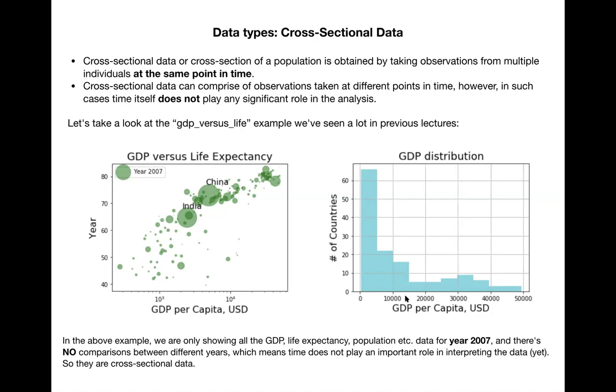So if you generate a histogram trying to show the different modes or the distributions of the GDP per capita, you can see different variations, but every data point is also taken at year 2007. So there's no comparison between different years. That's called cross-section data.